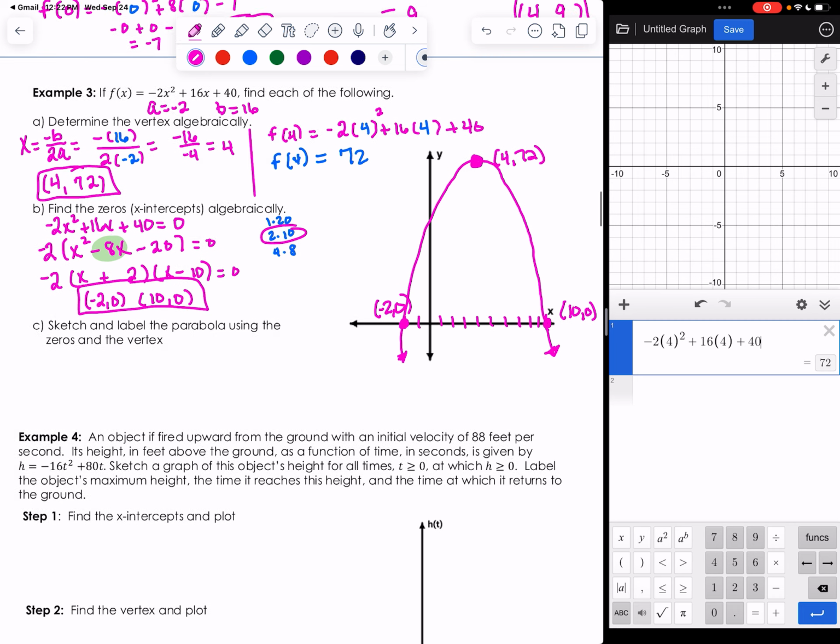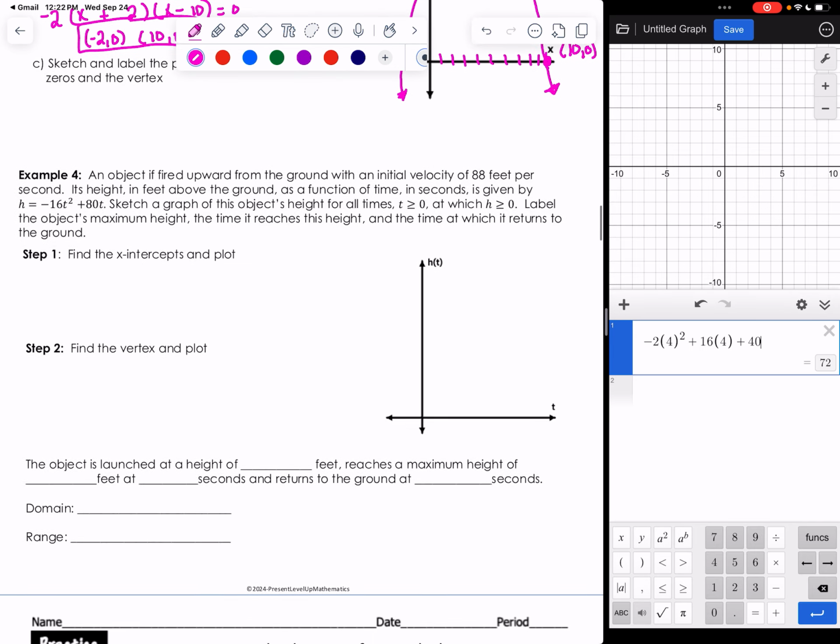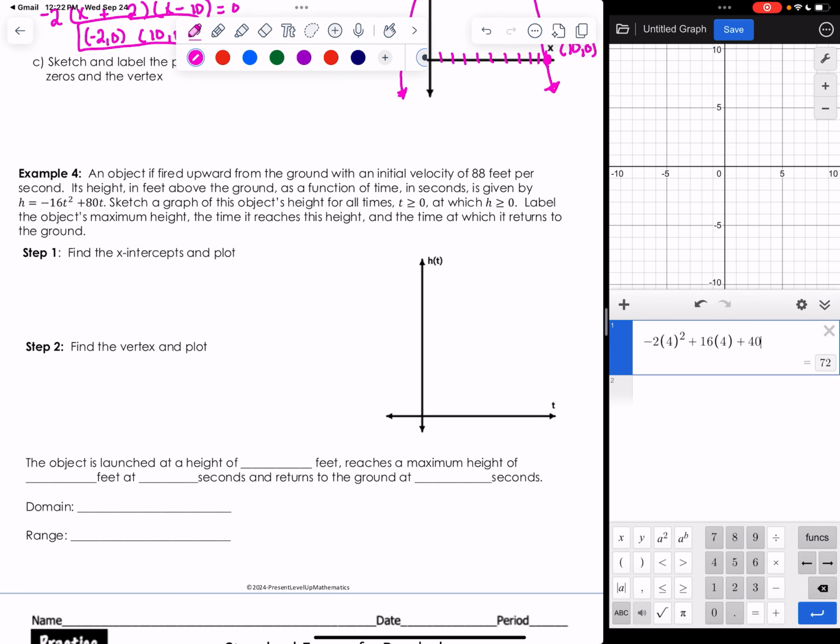All right, let's look at example 4. An object is fired upward from the ground with an initial velocity of 88 feet per second. And I do believe that was supposed to say 80 feet per second. Its height in feet above the ground as a function in time in seconds is given by the equation, and let me highlight it for you. H equals -16t squared plus 80t.